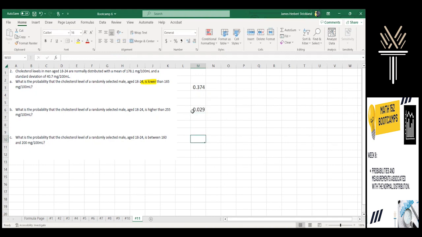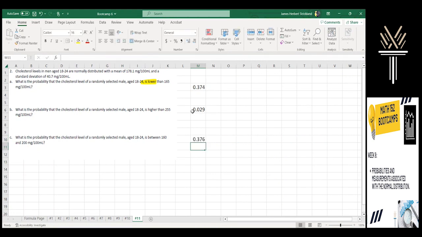Between two measurements, okay, we know what to do. The big measurement, 160 or 200, which one's bigger? 200's bigger. The mean is 178.1. Deviation was 40.7. Always true, minus the other measurement, norm.dis, 160, given 178.1 and 40.7, and always, always true.